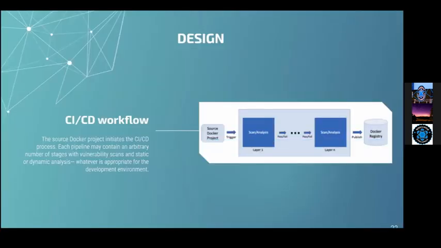So proposed on the CI/CD workflow, an arbitrary number of stages with vulnerability scans from layer to layer, and depending on the number of vulnerabilities found in each layer, they pass or fail that test. They are published to the Docker registry when they pass all the layers of that test.